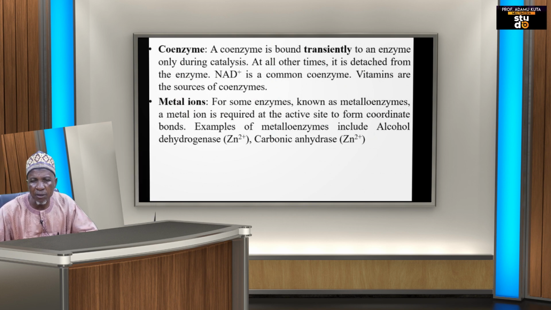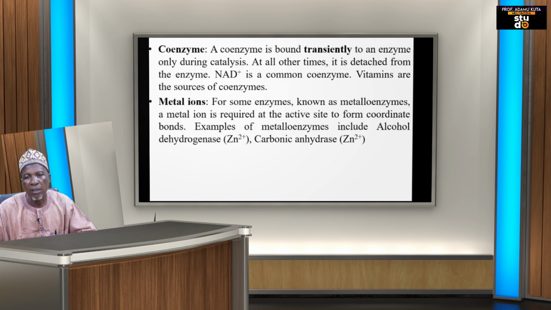For some enzymes that are classified as metalloenzymes, they require a metal ion to be active because they form coordinates in the active site of the enzyme. We have examples like alcohol dehydrogenase, which is involved in catalyzing alcohol into aldehyde. This is the enzyme that metabolizes alcohol. But this enzyme cannot act without the presence of zinc in its active site.